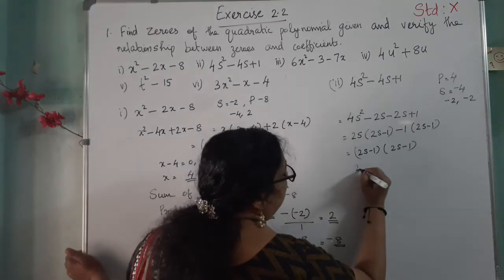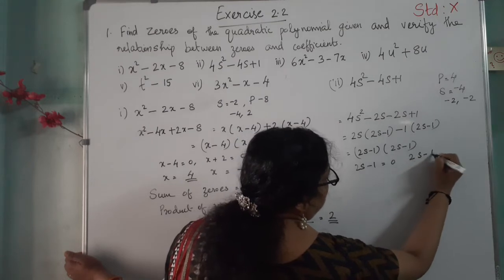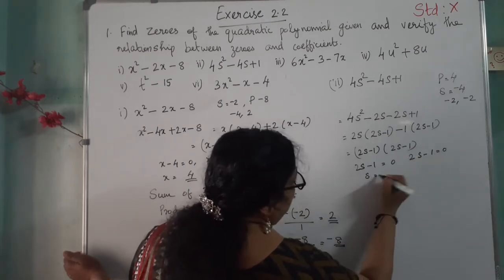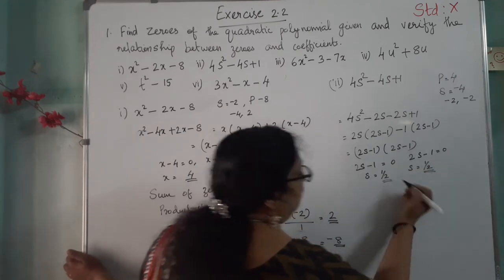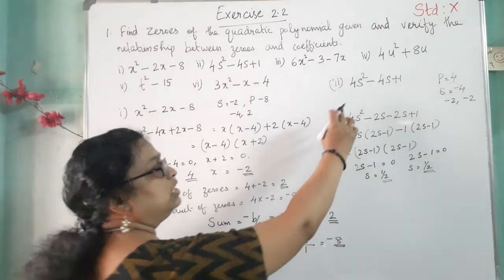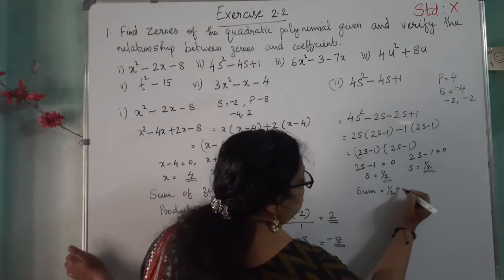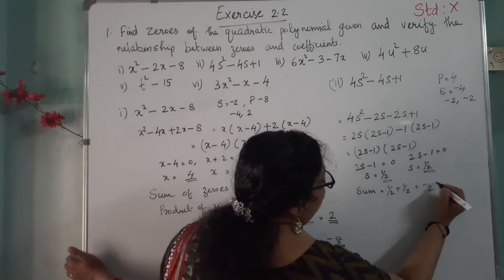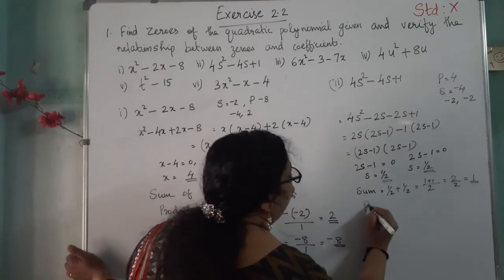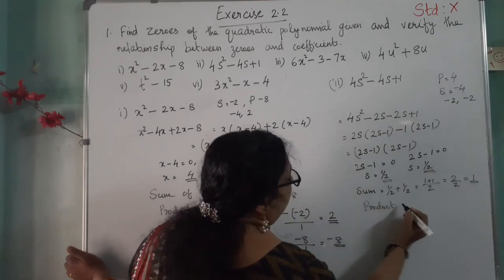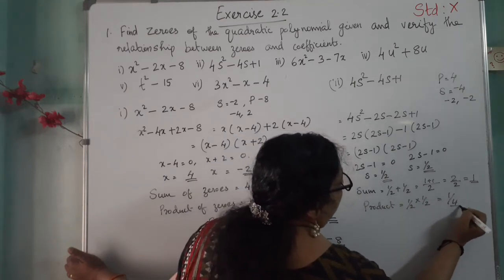So we can write 2x minus 1 equal to 0, and here also 2x minus 1 equal to 0. That is x equal to 1 by 2, and here also x equal to 1 by 2. So 1 by 2 and 1 by 2 are the zeros of this polynomial. Then the sum, 1 by 2 plus 1 by 2, that is 1 plus 1 over 2, 2 by 2, which is equal to 1. Then the product, 1 by 2 into 1 by 2, which is equal to 1 by 4.